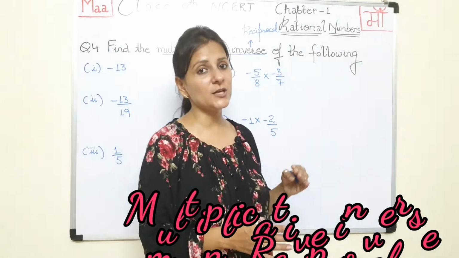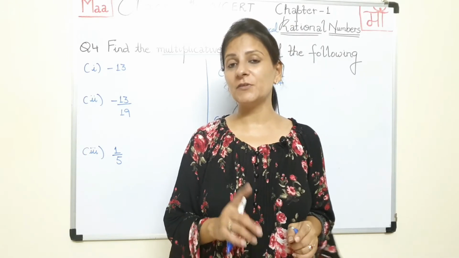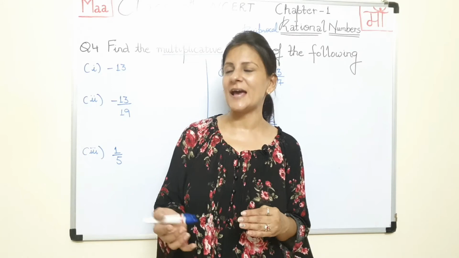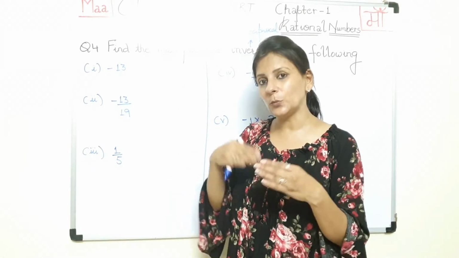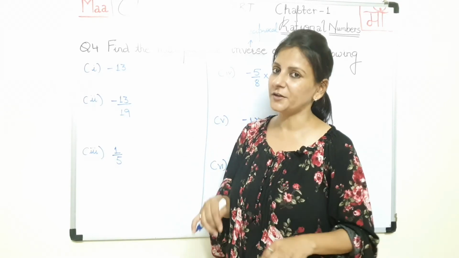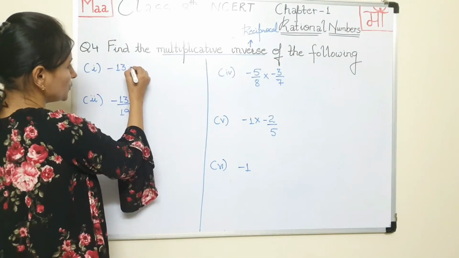In the first question, in the second question I have told you additive inverse. Additive inverse I told you opposite. Inverse means the opposite of sign. Here inverse means opposite only, but the opposite of numerator and denominator. Denominator takes the place of numerator and numerator takes the place of denominator. So that's what we have to do in this question.